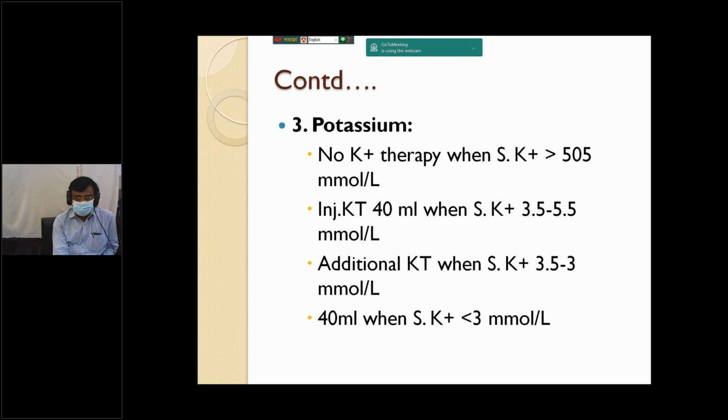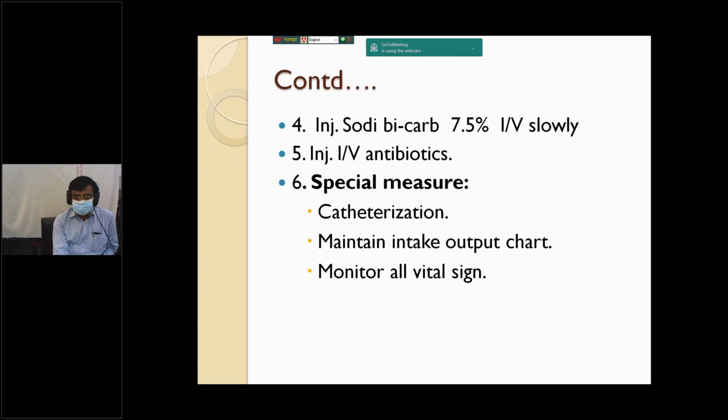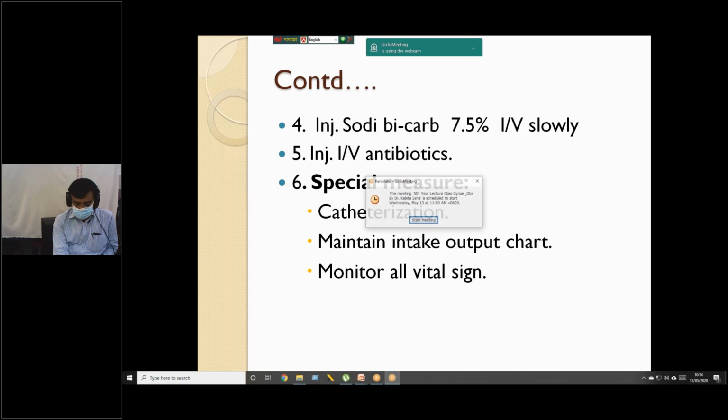For potassium therapy, no potassium is given when serum potassium is more than 5 millimole. Injection KCl 40 millimole, not ml, millimole, when serum potassium is 3.5 to 5.5 millimole. Additional injection KCl when serum potassium level is less than 3.5. Injection sodium bicarbonate 7.5% IV slowly. IV antibiotics and special general measures: catheterization, maintain intake output charts, monitor all vital signs.